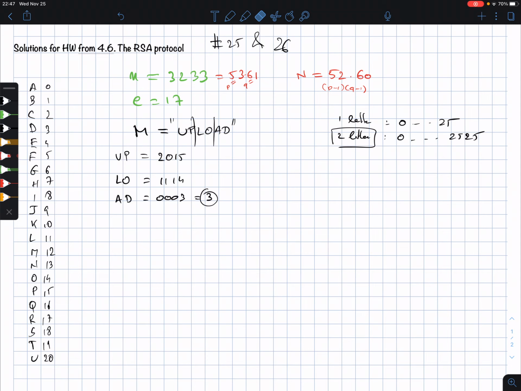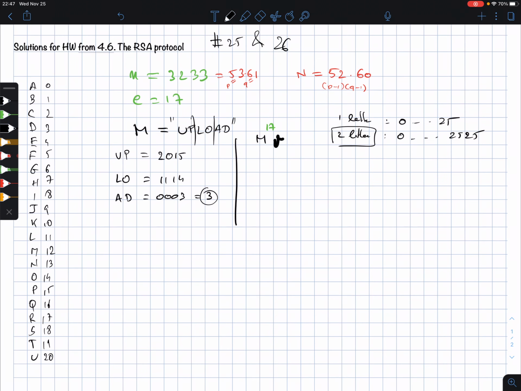Here we have these 3 numbers, and to calculate, we take that value, put it to the power 17, and reduce it modulo 3233. So that's what we have to calculate.